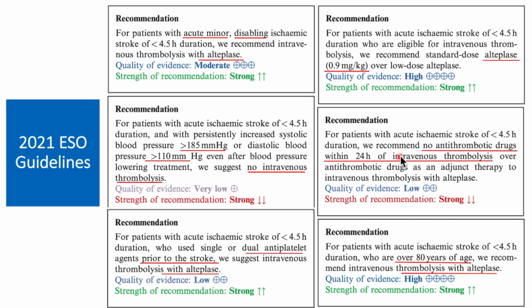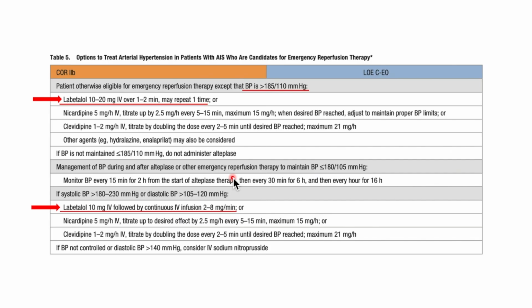So if previously a patient was on dual antiplatelets or single antiplatelet, that's not an issue. You can still give thrombolysis. But if you give thrombolysis, then in the next 24 hours, you do not want to give any more antithrombotics. There are certain exceptions to the rule, which we will see once we talk about intervention, and especially when we talk about angioplasty in atherosclerotic stenotic disease in the brain. Then what is important, over 80 years of age, you can still thrombolyze the patient.